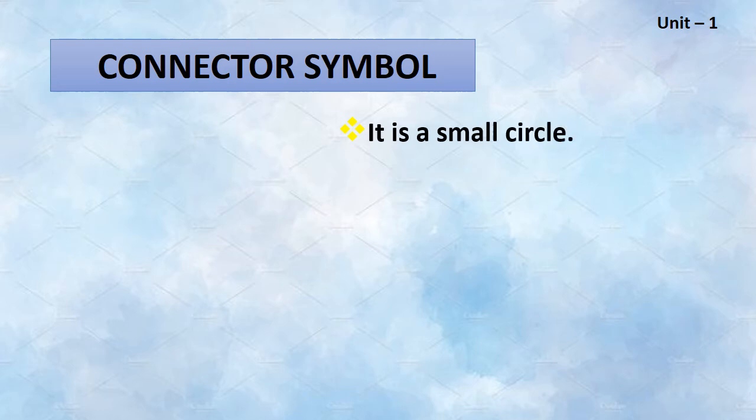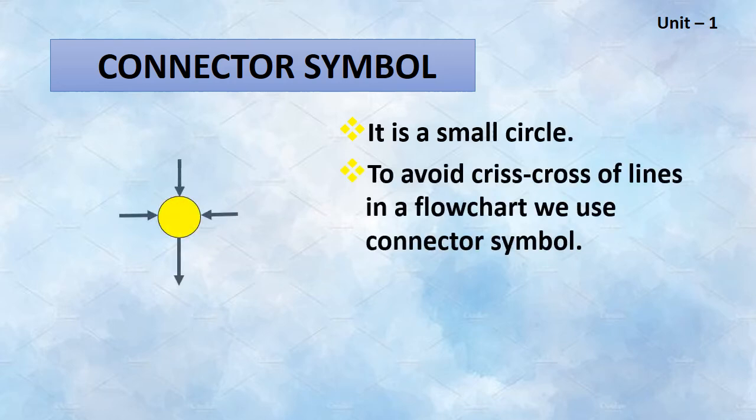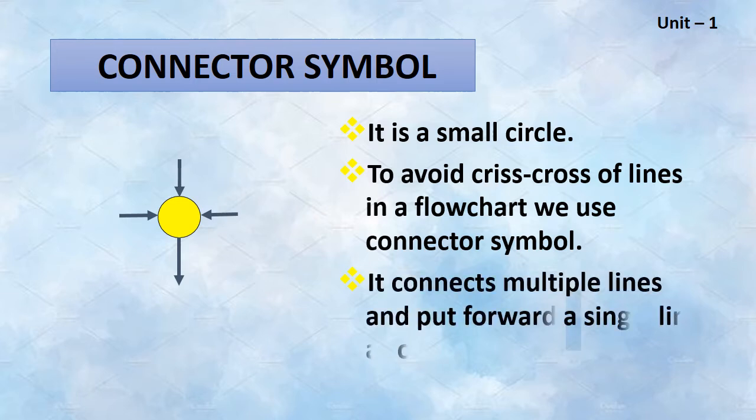A small circle is called connector symbol. To avoid crisscross of lines in a flowchart, we use connector symbol. It connects multiple lines and puts forward a single line as output.